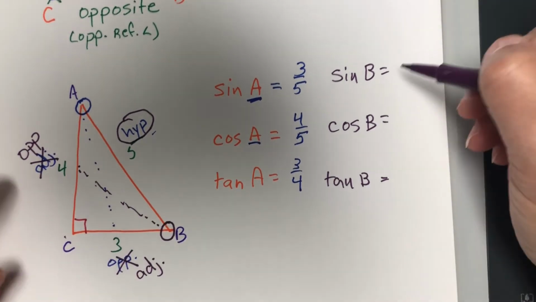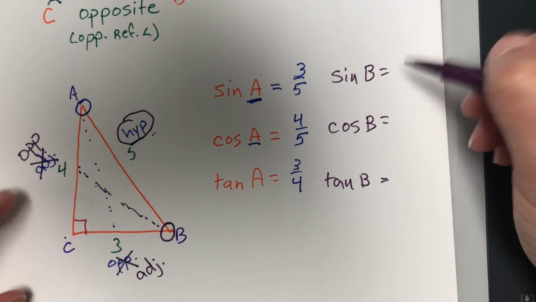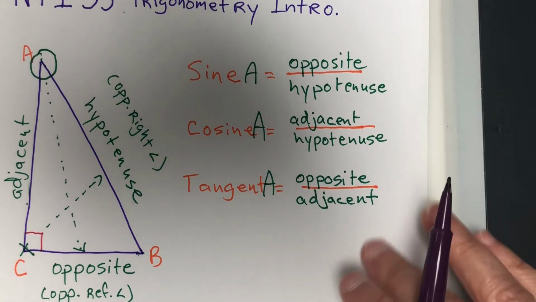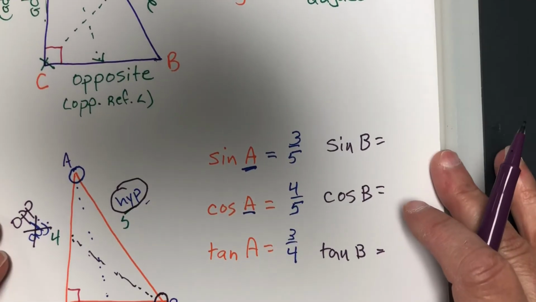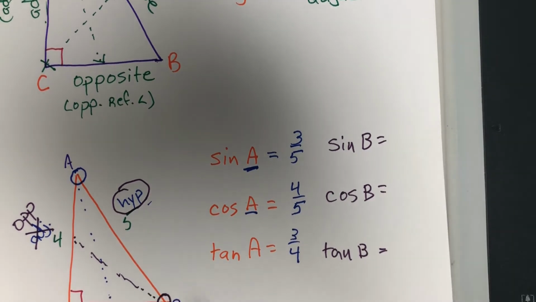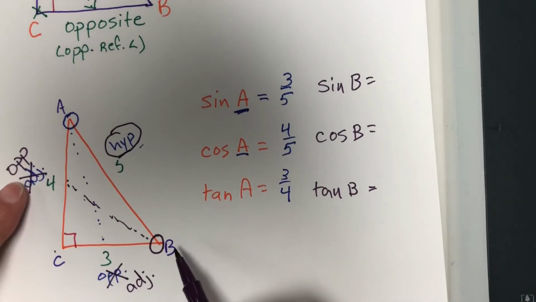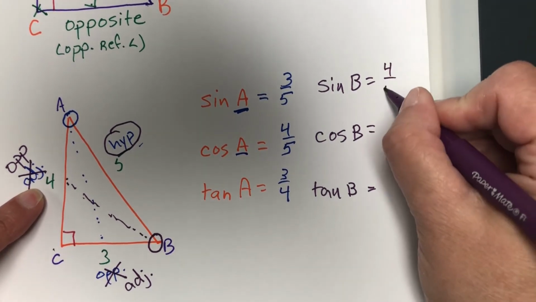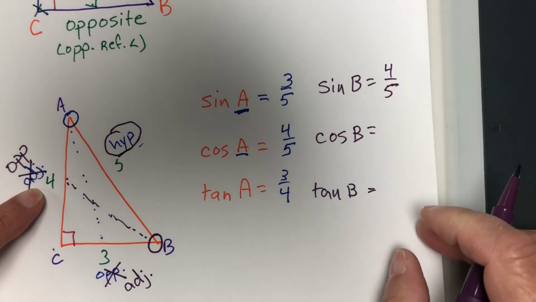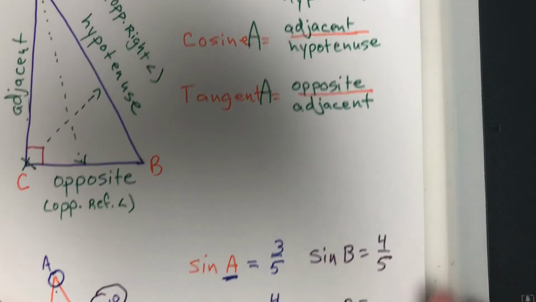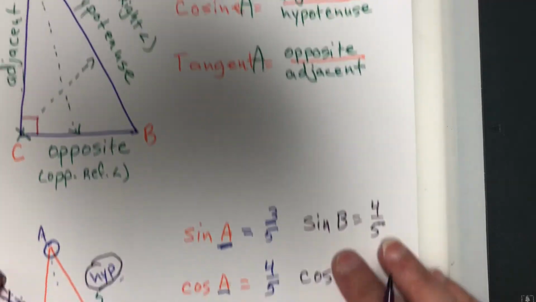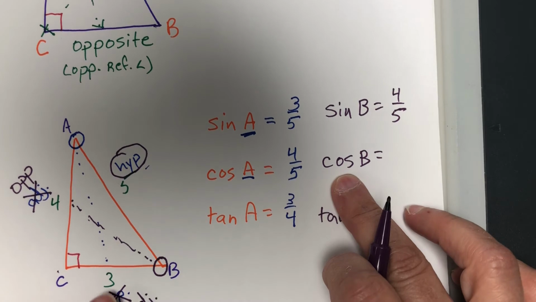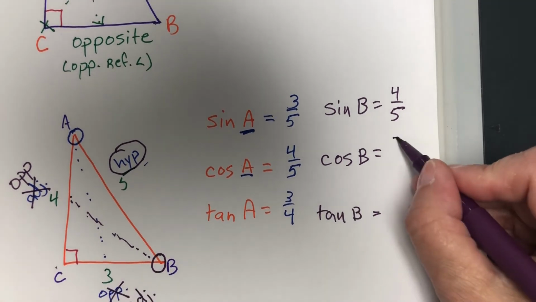So, sine of B. Sine is opposite over hypotenuse. So for B, my opposite is 4. So sine of B is 4 over 5. Cosine of B. Cosine is adjacent over hypotenuse. Cosine is going to be 3 over 5.